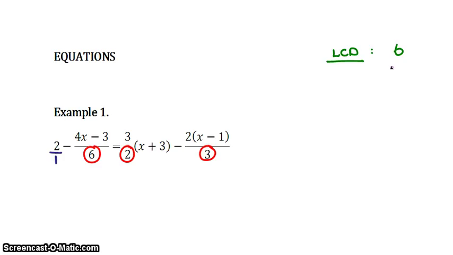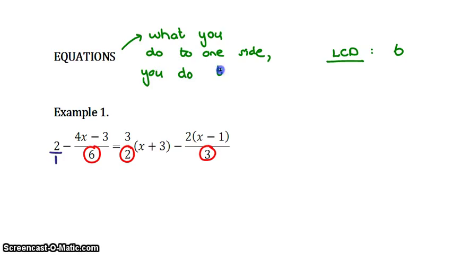Now, the thing with equations is, what you do to the one side, you do to the other side. That's the golden rule. So, what you do to one side of the equation, you do to the other. As long as you follow this rule, you can't really go wrong in an equation. The only thing you have to be aware of is that you can never divide by a letter, because then you will lose a solution, and we'll see that later.